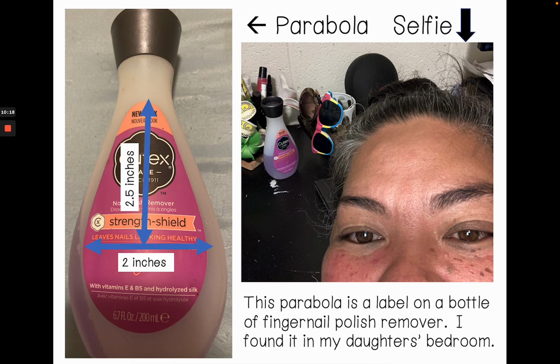So eventually, for part A, this is everything that's going to be required. Number one, your object or your parabola. Number two, your selfie. An explanation of what the parabola is and where you found it in the real world. And then also the dimensions, again, the height of it and the length of it.